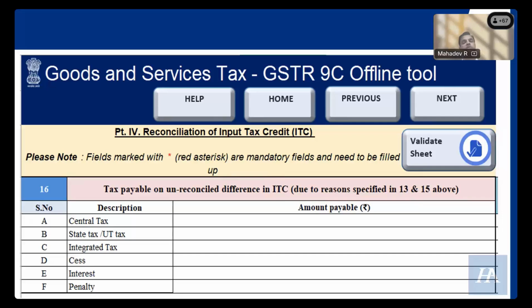Then table number 16. So this is the table wherein you are going to give the differences for ITC claim. If there are any differences, you will give the amount. Say a certain amount is payable towards CGST or a certain amount is payable towards IGST. You are going to mention that amount for payment of taxes.